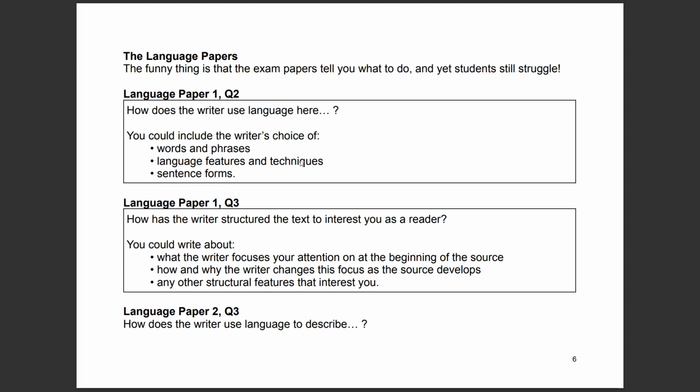And also this. Sentence forms, my advice is, unless you're aiming for the highest grades, which we're going to talk about later, please don't focus on sentence forms. Students often jump straight into sentence forms, short sentences, long sentences, which are very easy to spot, but very difficult to actually make good points about. So my advice would be to focus on words and phrases, okay?